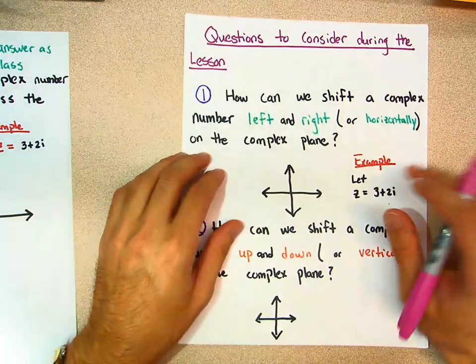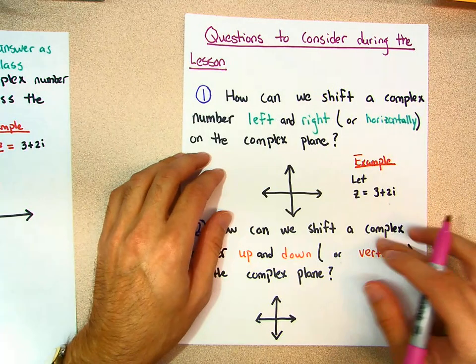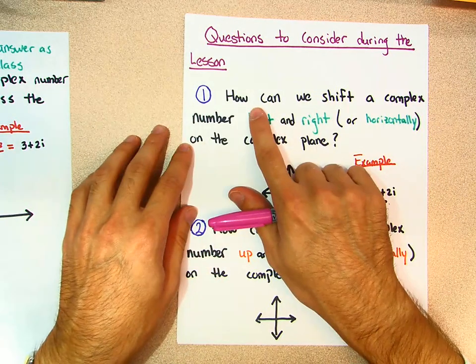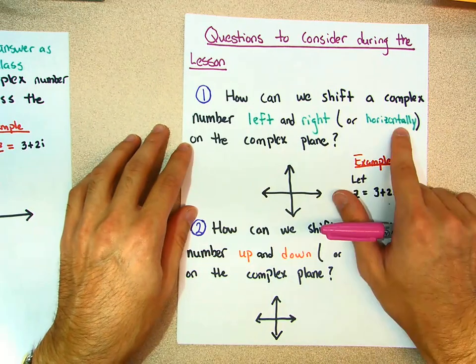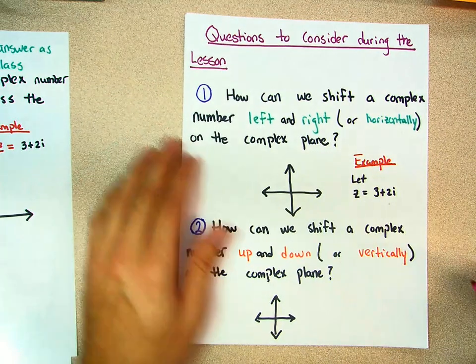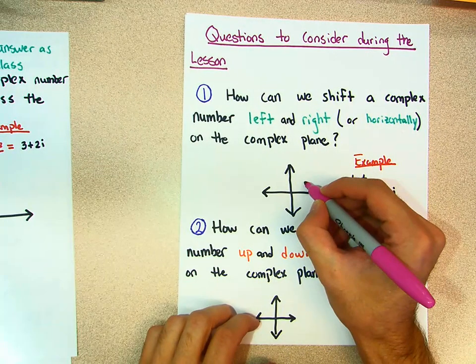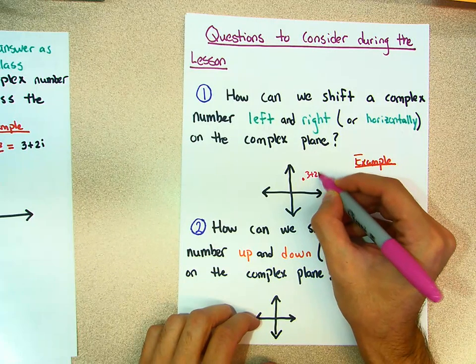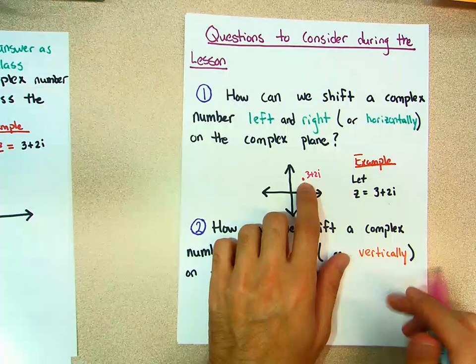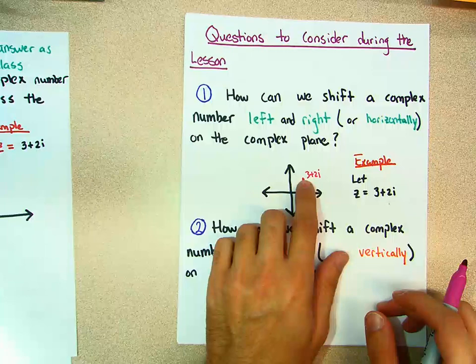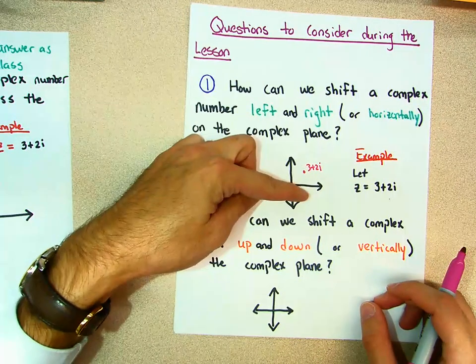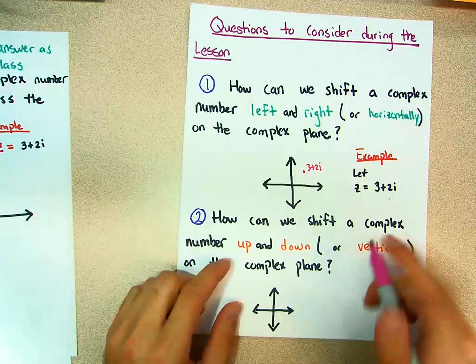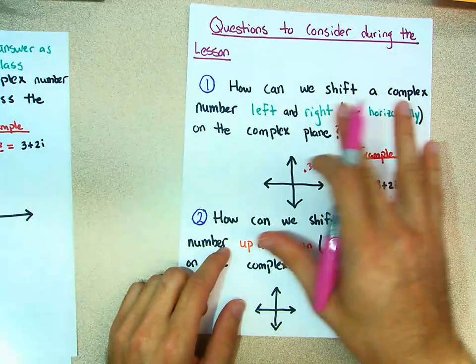All right. One thing I want you to think about as we go through the lesson is, how can we shift a complex number left and right, or horizontally, on the complex plane? So if I have 3 plus 2i, so this is my 3 plus 2i, how can I make this point go left? How can I make it go right? How can I make it go up? How can I make it go down? What's the operation that we do to it to make that happen?